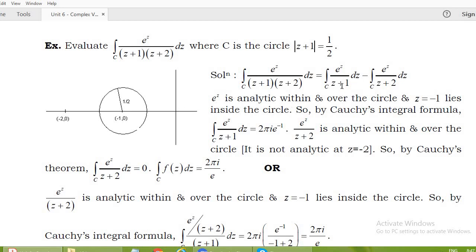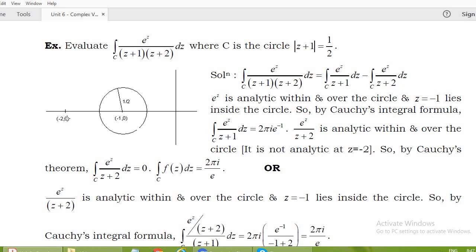We realize that z equal to -1 is lying inside, so we define f(z) as equal to e to the power z only. So integration over closed curve C of f(z) upon z plus 1 dz is equal to 2 pi i into f of -1. f of -1 is equal to e to the power -1. For the second integral, e to the power z upon z plus 2.